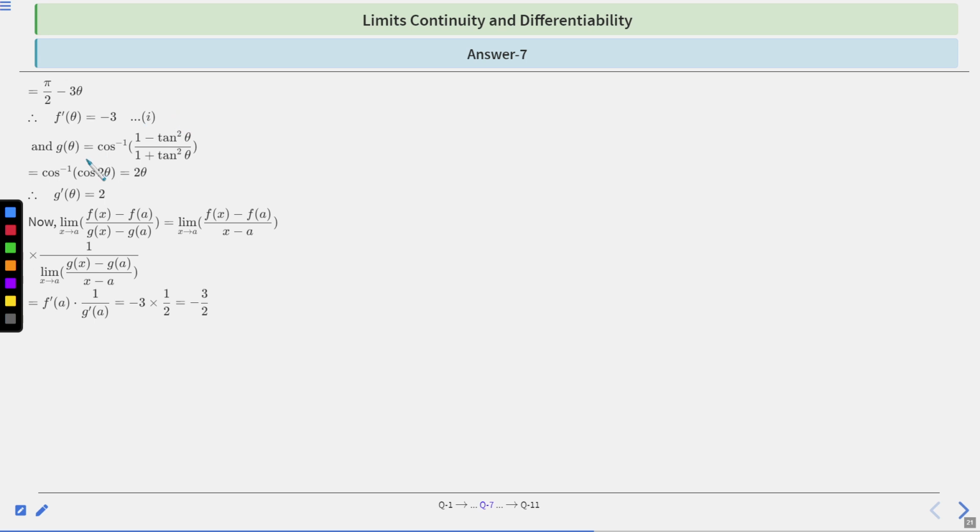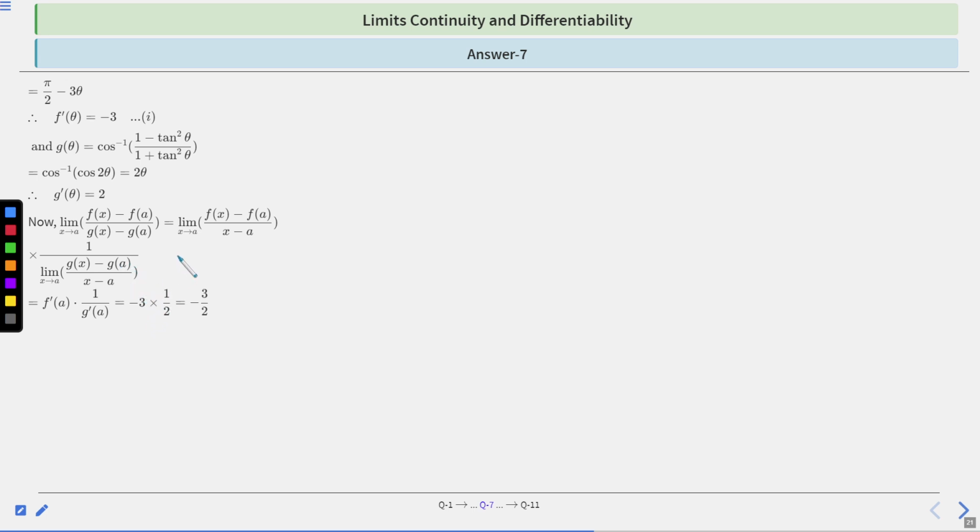Now let's calculate g(theta). So cos inverse, we have put x as tan theta. So cos inverse of (1 minus tan square theta) upon (1 plus tan square theta), right? So (1 minus tan square theta) upon (1 plus tan square theta) is basically cos 2 theta, as we all know. So cos inverse of cos 2 theta is equal to 2 theta, right? So now g dash theta is equal to 2. Clear? Because g(theta) is equal to 2 theta. Now limit x extending to a of (f(x) minus f(a)) upon (g(x) minus g(a)) is equal to limit x extending to a of (f(x) minus f(a)) upon (x minus a) into 1 upon limit x extending to a of (g(x) minus g(a)) upon (x minus a). Clear?